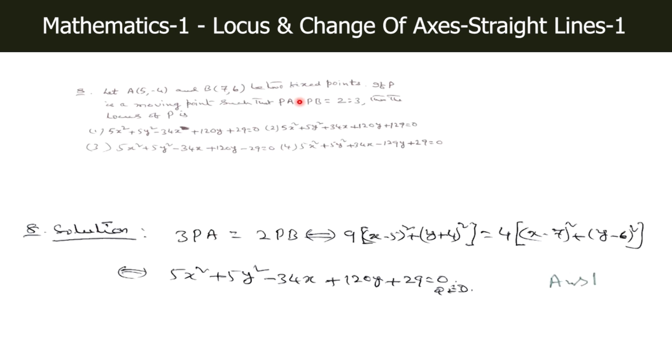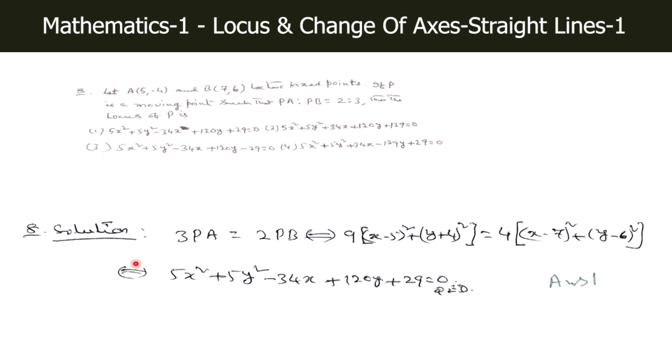Let A(-4, 5), B(7, 6) be two fixed points. If P is a moving point such that PA is to PB is equal to 2 is to 3, then the locus of P is: number 1, 5x square plus 5y square minus 34x plus 120y plus 29 equal to 0. 2, 5x square plus 5y square plus 34x plus 120y plus 129 equal to 0. 3, 5x square plus 5y square minus 34x plus 120y minus 29 equal to 0. And lastly 4, 5x square plus 5y square plus 34x minus 129y plus 29 equal to 0.